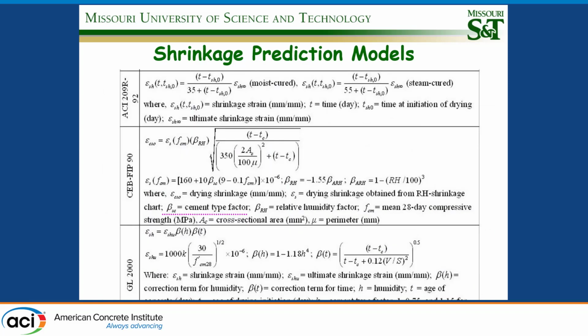And some of the other models also take into consideration the one that is the CEB-FIP that is underlined, a beta factor. It takes into consideration the cement type. So cement type is very important. The same thing with the GL model, the GL 2000 models. We have one of those model developers sitting ahead of us, Professor Nassif.